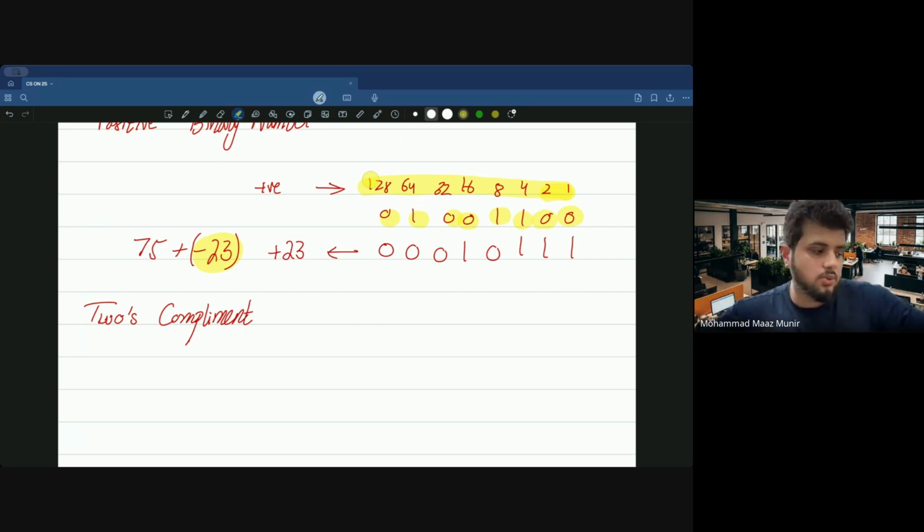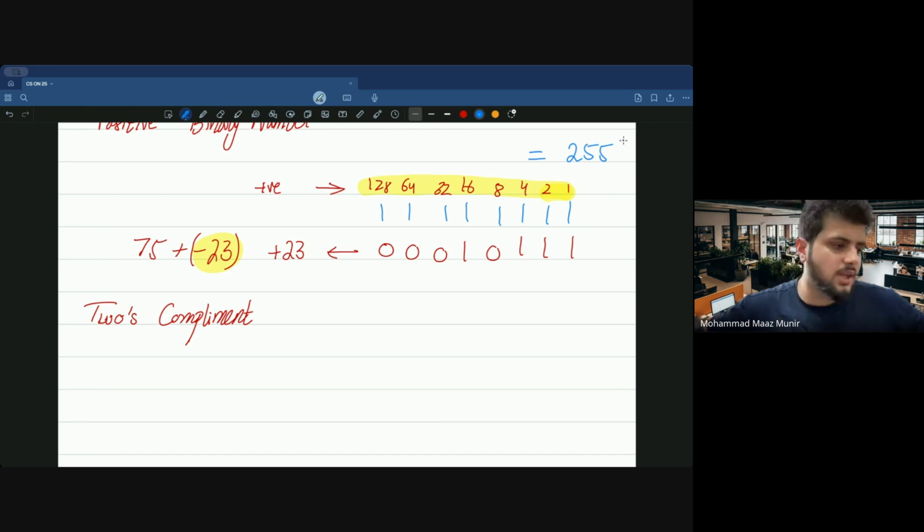Now, there is a catch to it, guys. If you look at the maximum value, let's say I put ones in all these sections, 1, 1, 1, 1, 1, 1, 1, 1, what's the answer I will be getting? I'll be getting 255. Let's quickly do it on the calculator too, so that we could check and confirm: 128 plus 64 plus 32 plus 16 plus 8 plus 4 plus 2 plus 1.